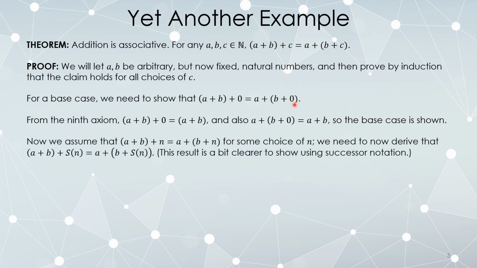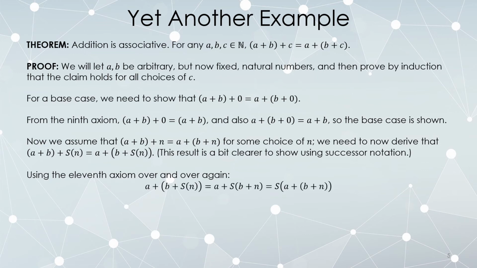Now we go to the inductive half. Assume that for some choice of n, these two things really are equal. Now we need to prove that it's true when I replace n with its successor. And I'm actually going to go back to using successor notation here. If I used n plus 1, there'd be a lot of parentheses and a lot of plus signs floating around. I think in this case, using the successor rather than n plus 1 is a little cleaner notationally. So we're going to use axiom 11 over and over again. Axiom 11, recall, was the one that said the successor of a plus b is a plus the successor of b. We're going to do that a bunch.